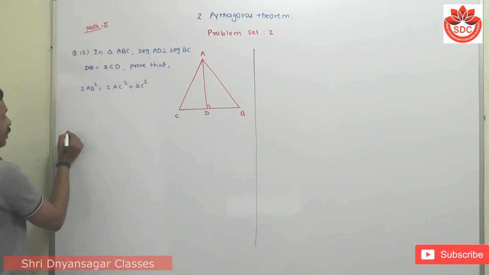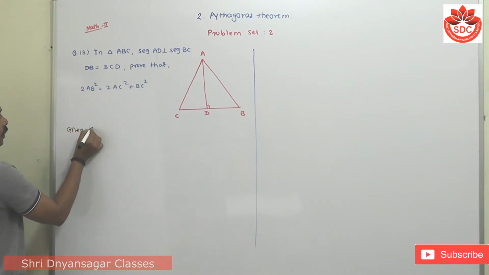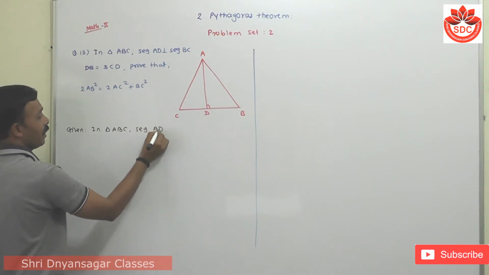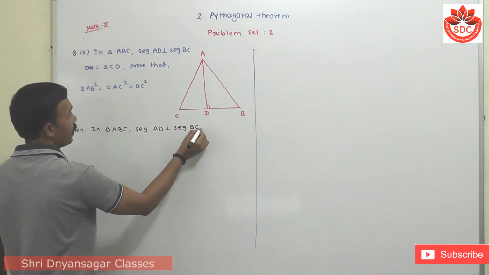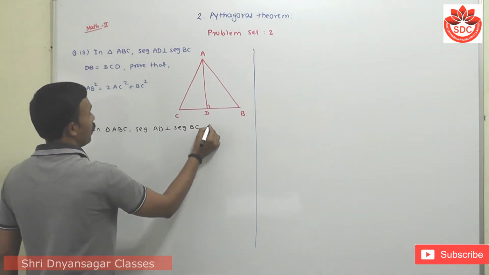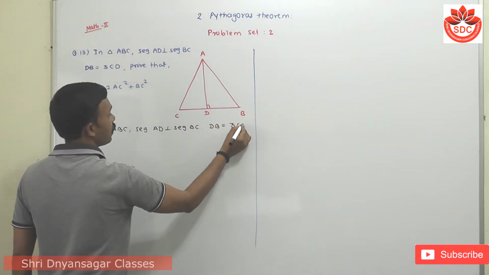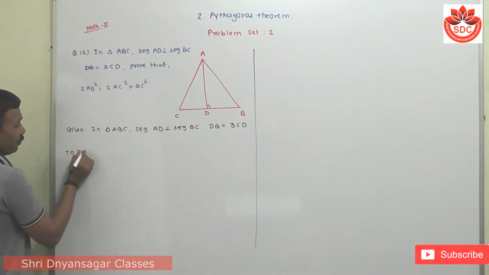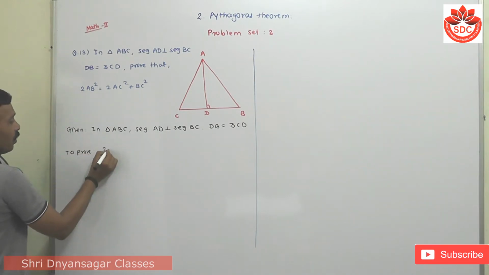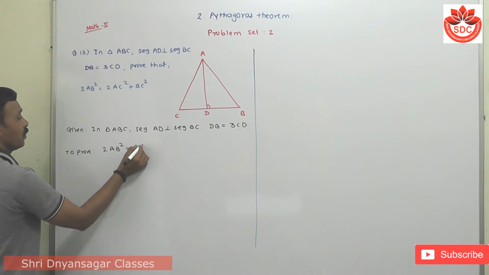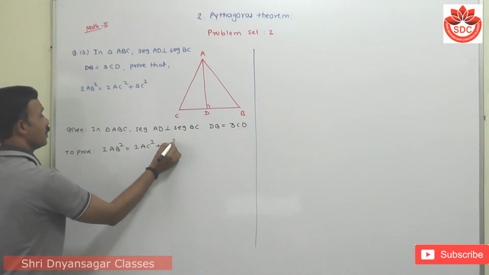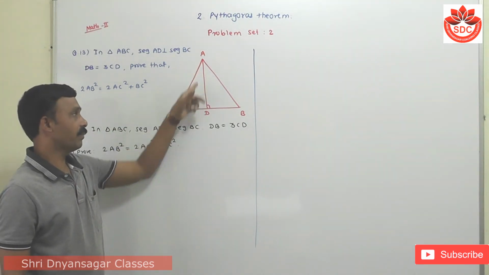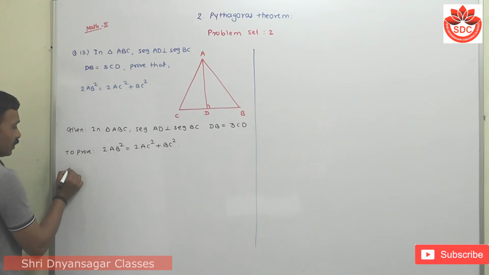Then here is given: in triangle ABC, segment AD is perpendicular on segment BC. Also, DB = 3CD. This is the given. Then to prove is 2AB² = 2AC² + BC². Okay, we have to prove here. Here this is the perpendicular, so we take first this triangle and this triangle also. So it's proved.